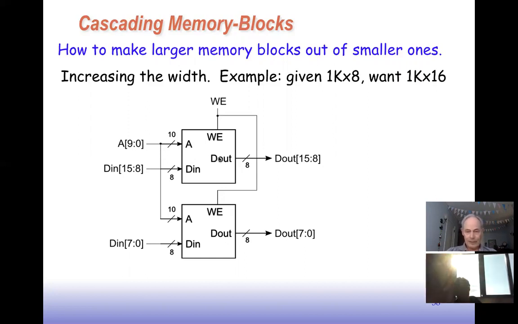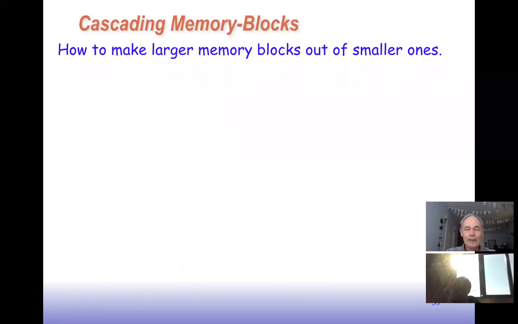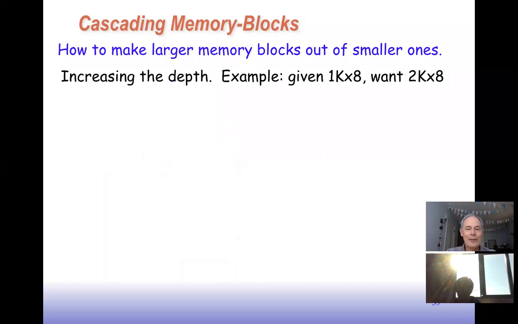Right, so that's a pretty simple concept. We can just put memory blocks in parallel to make a wider memory block out of narrower memory blocks. Now let's say we want to increase the depth of a memory. Again, say we're given this 1K by 8 memory block and we want a 2K by 8. The width will stay the same, but we want 2,000 locations, storing 2,000 words instead of 1,000 words. This is a little more complicated, but it's not too bad.